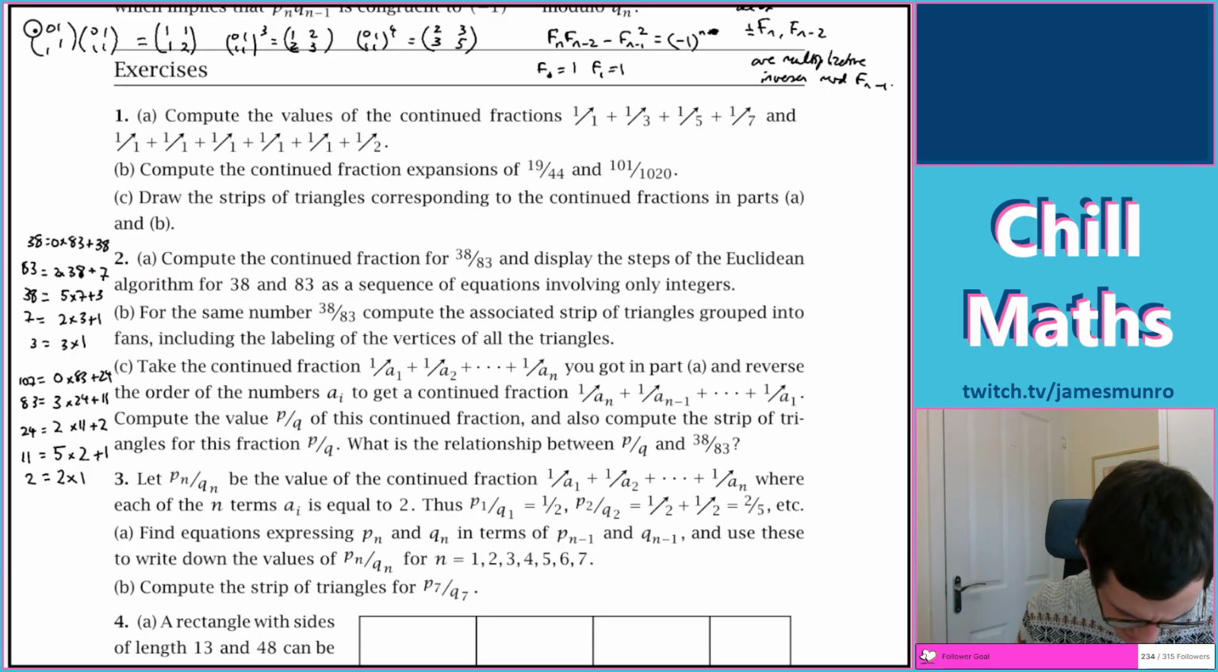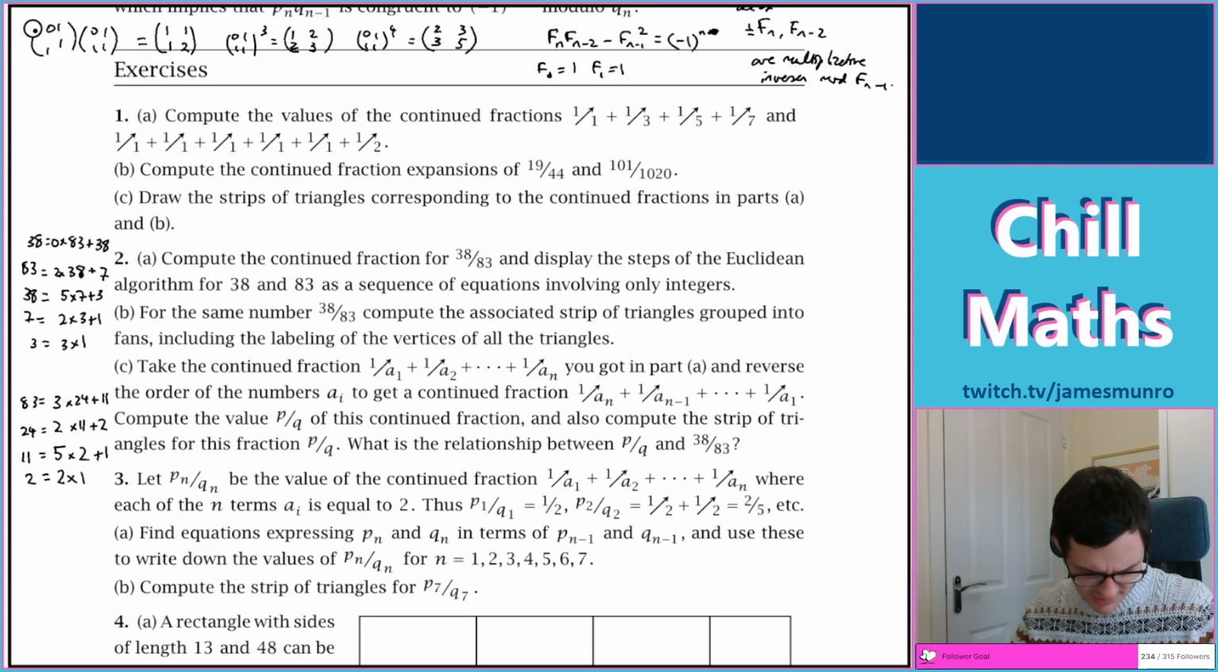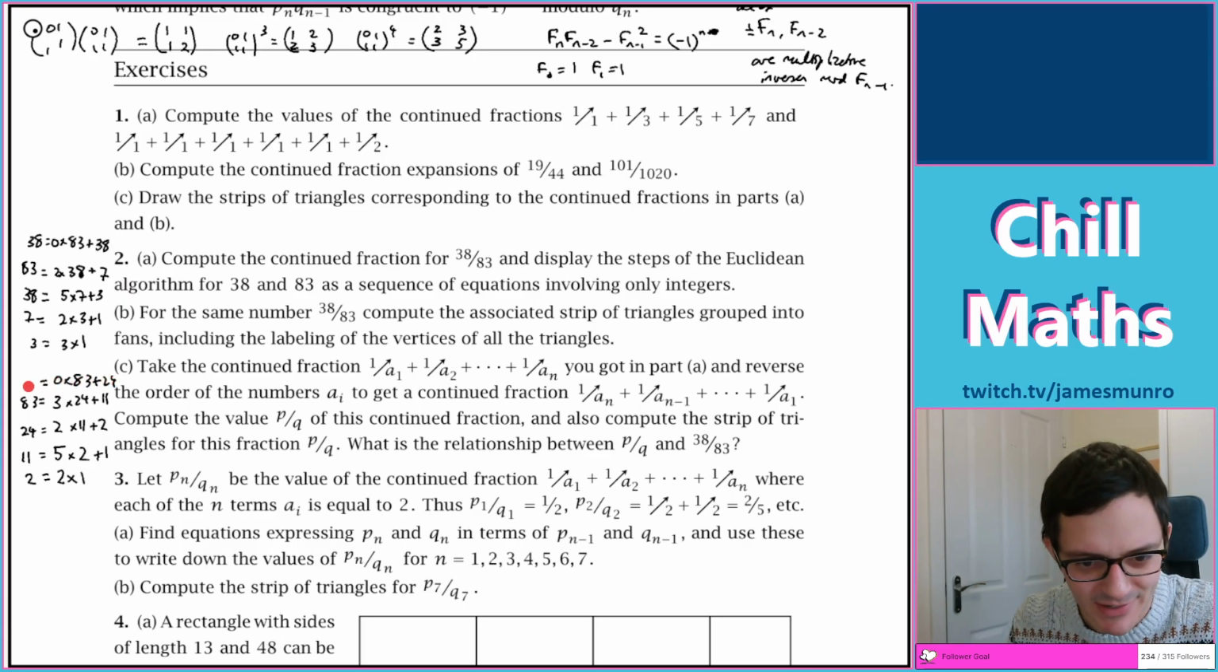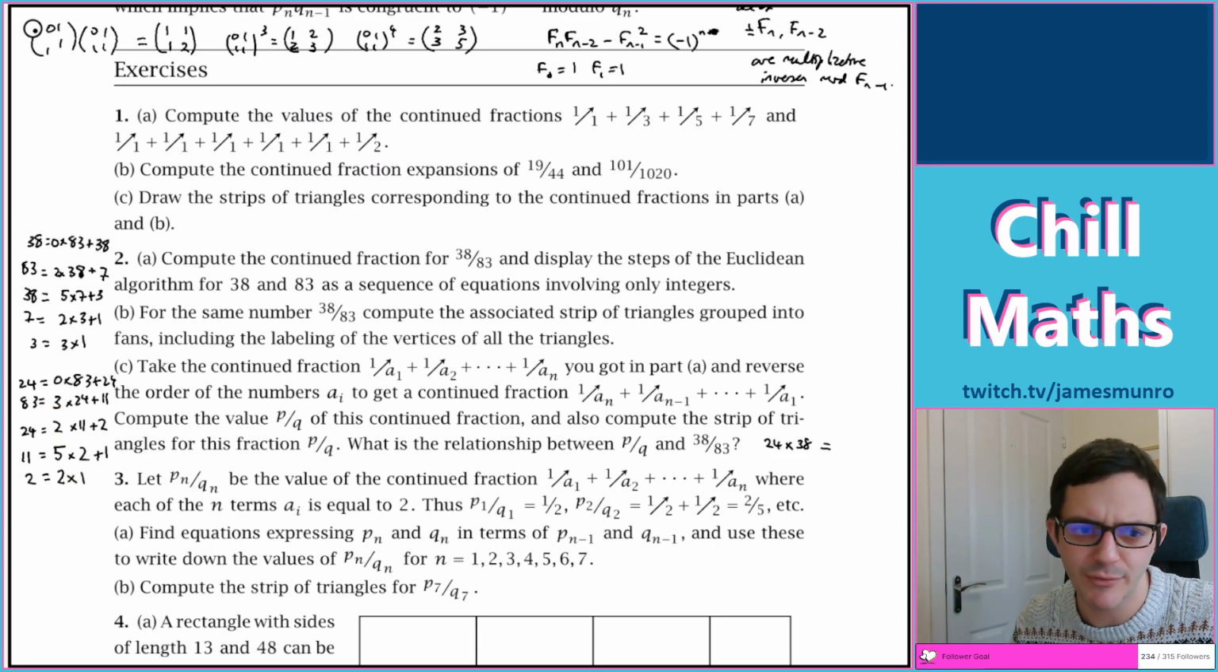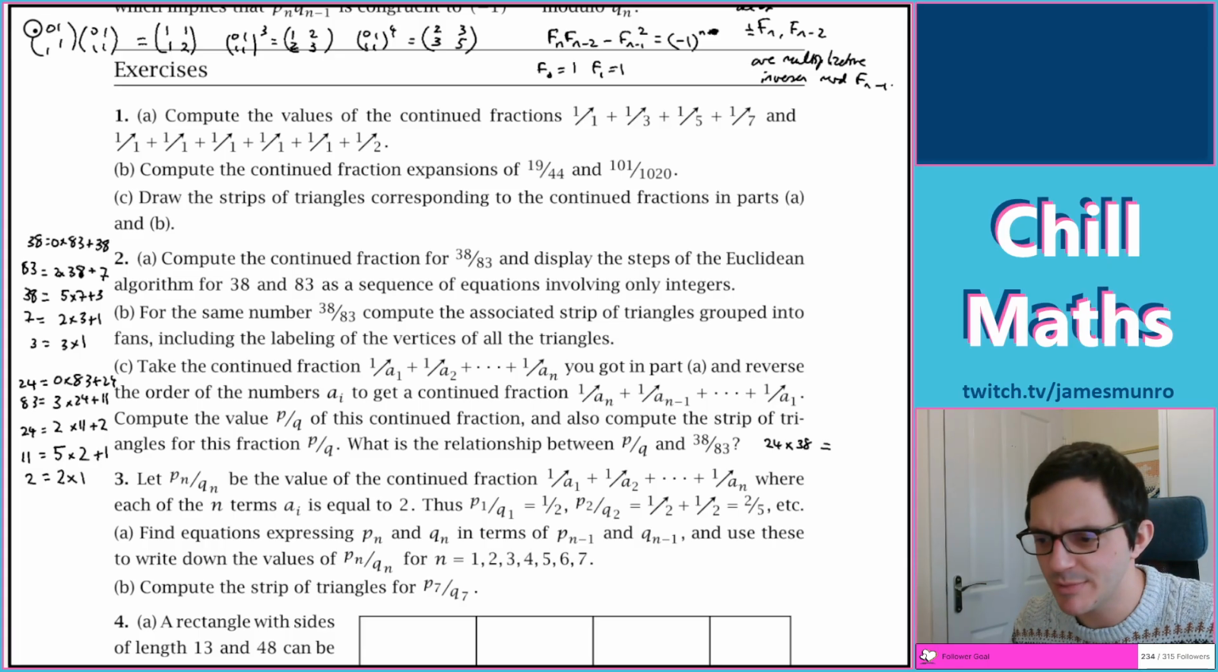No, it can't be 0 times 83. What am I doing? These steps make sense to me. Sorry, 0 times 83. I think I just wrote down 0 times 83 plus 24 and claimed it was 100 and something, but in fact it's 24. What is the relationship between 24 over 83 and 38 over 83? Is it something like 24 times 38 is, and there are 1, 2, 3, 4 of these. So perhaps it's going to be one more than a multiple of 83.